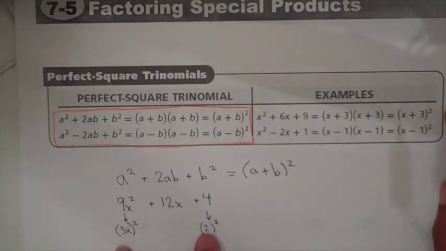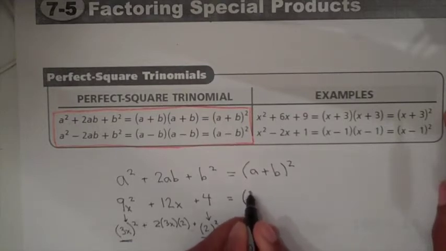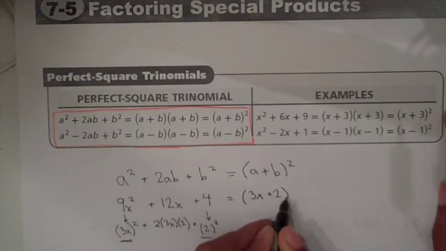So now I check my middle term and I take the 3x times the 2 and multiply that by 2. So is 2 times 3x times this 2 from the other side equal to 12x? And yes, so since that works, we can write this as a factor. We're going to take our first one and our last one, and we write it in factored form as 3x plus 2 squared.